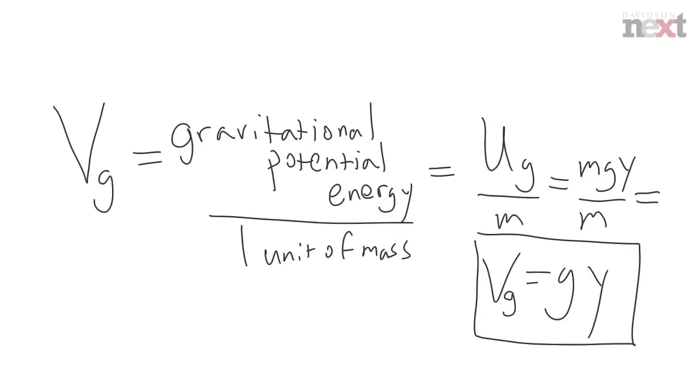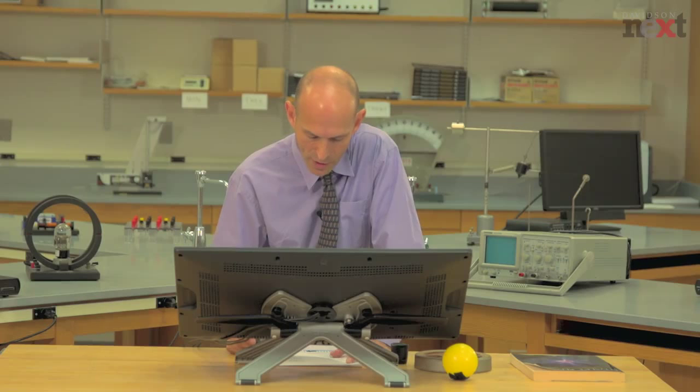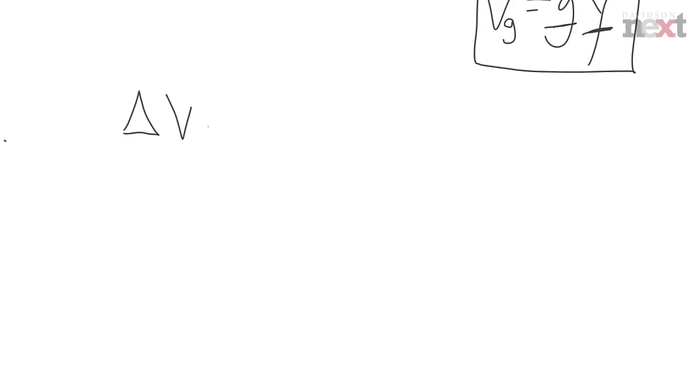An object at a higher level will always store more energy for its particular mass. Near the surface of the Earth, where the gravitational field is uniform, the higher the level, the higher the gravitational potential. In a uniform field, gravitational potential increases as you move upward by an amount equivalent to the gravitational field strength, G. The gravitational potential difference between 2 levels, delta V, equals G delta Y.